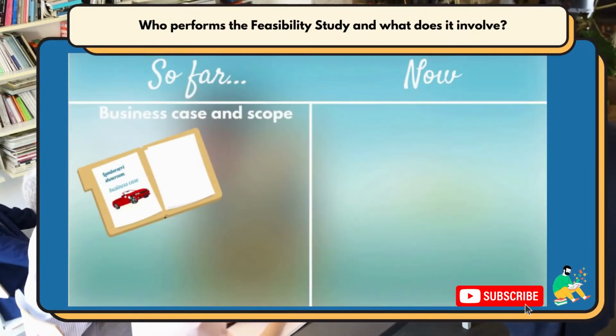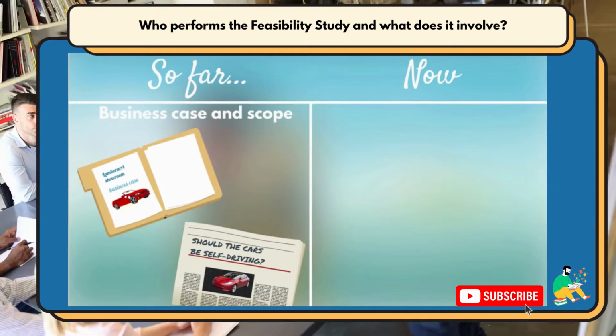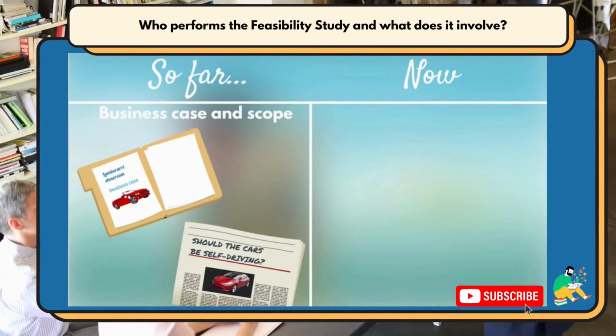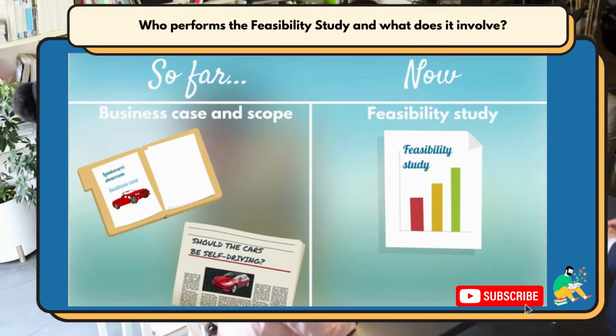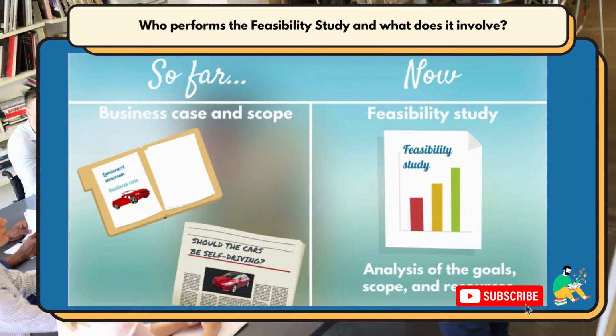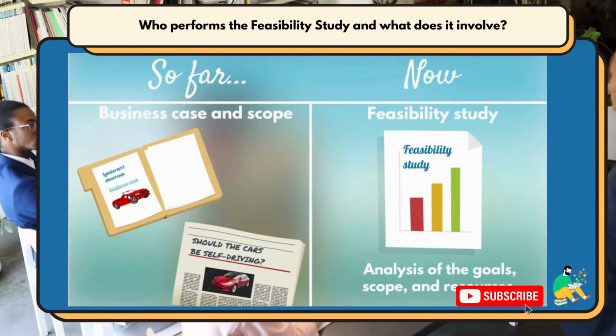So the business case has detailed all your finances. The scope is a guide to what your project will involve, and now it's time for a feasibility study. And it's just what it sounds like, an analysis of the goals, scope, and resources to determine whether the success of the project is feasible.